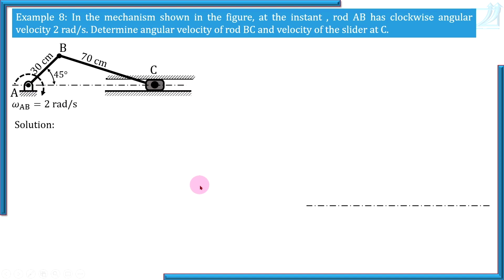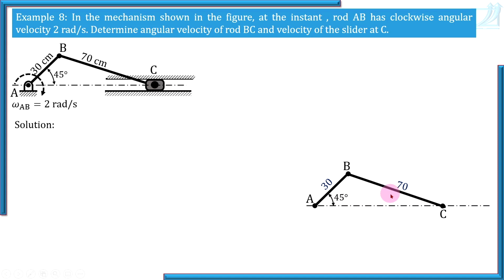You should draw only line diagram of the mechanism. So point A, that is fixed center of rotation of rod AB. Rod AB is 30 centimeters long. It makes 45 degrees with horizontal. It is connected to rod BC. B is internal hinge. Rod BC is 70 centimeters long. Angle of inclined members always required.